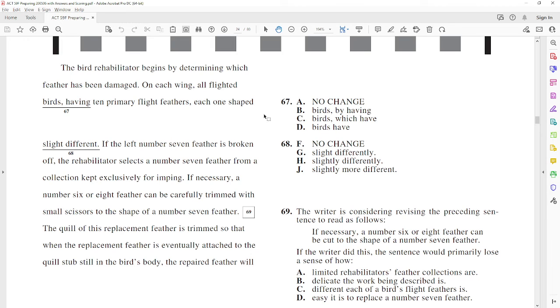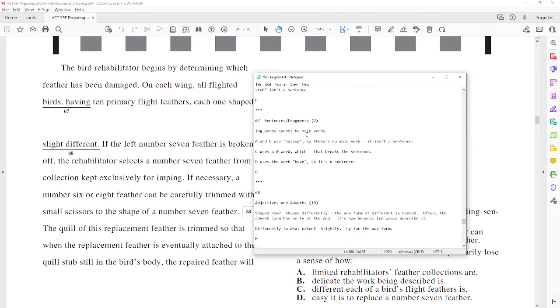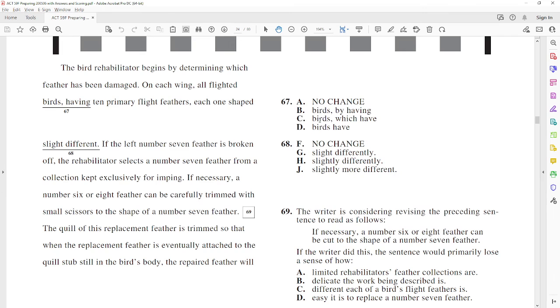Okay, the problem with it as written is that -ing verbs cannot be main verbs. Let me look here. This probably has to do with sentences and fragments, Chapter 2. Yeah, I guess that's it, because we don't have options for different punctuation. So B is also an -ing verb, having, and C has a W word, which grabs up main verbs, and now we don't have an independent clause. So D is the answer.